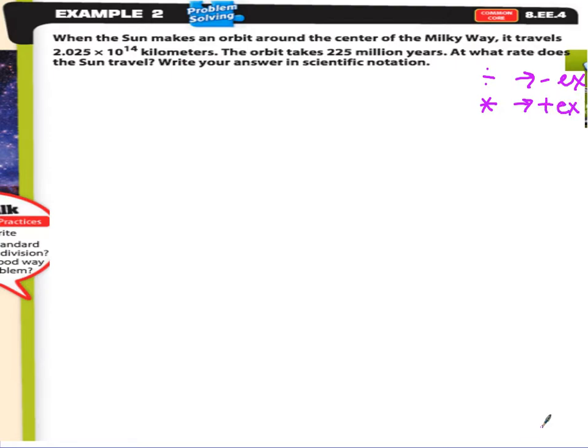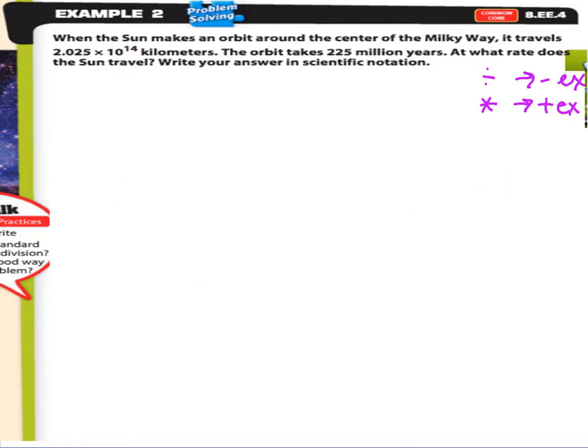So think about scientific notation. Scientific notation always has 10 as a base. So if you're multiplying or dividing numbers that are in scientific notation, your base is the same. All right, so let's read the problem and we'll actually try this and see what this looks like.